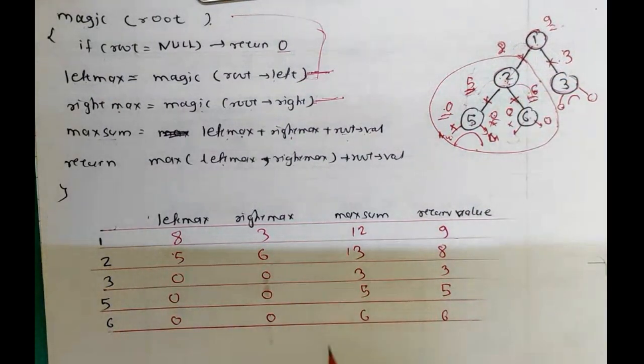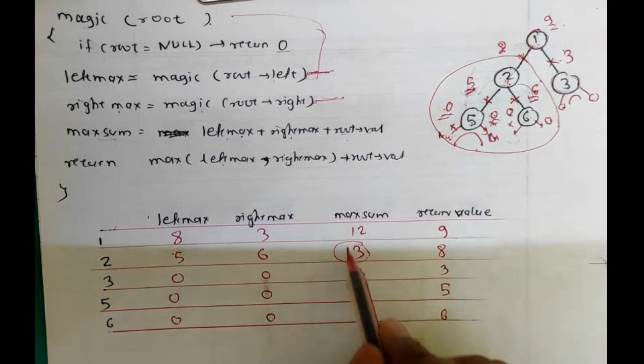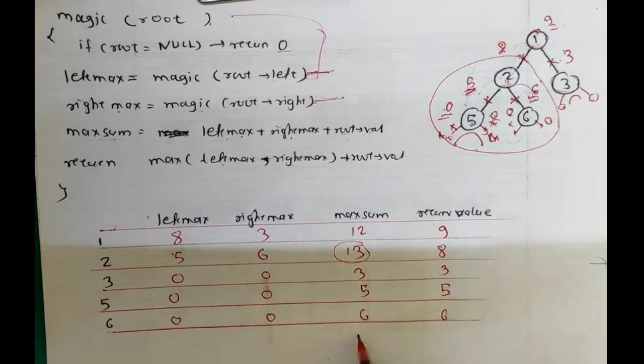So as we have got the table, we can say that 12 is the maximum value. So this is the maximum. We can use the max function over here to check which is the maximum value.